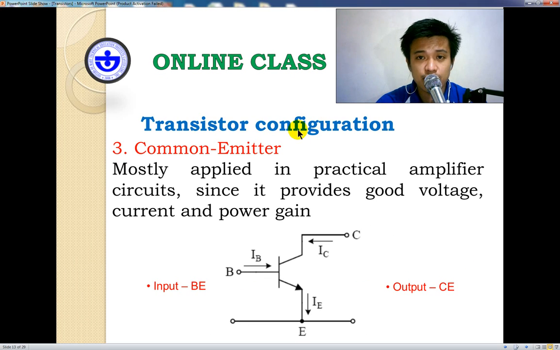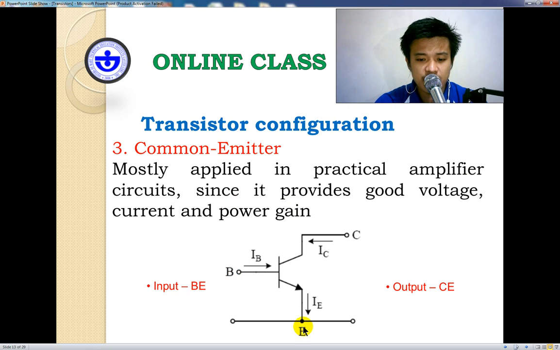Next, we have the common emitter configuration, mostly applied in the practical amplifier circuit, since it provides good voltage, current, and power gain. So this type of connection is used in the amplifier circuit. And talking about an amplifier is to gain, to have more power. For example, we also call this one a power multiplier. Yes, because we are gaining power at the output.